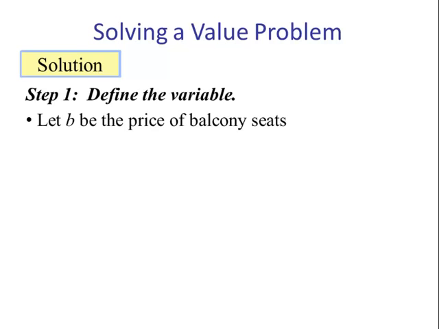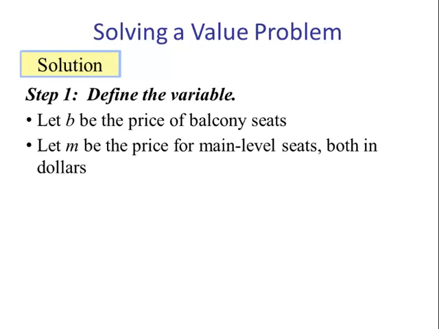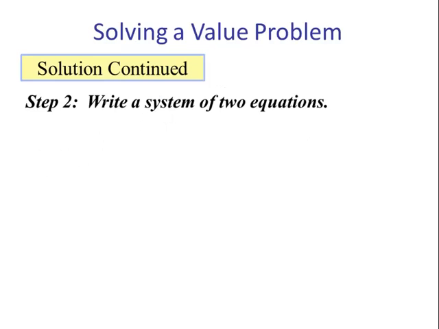We're going to let B be equal to the price of the balcony seats and M be equal to the price of the main level seats. And these are both measured in dollars. Next, step 2, we want a system of two equations.